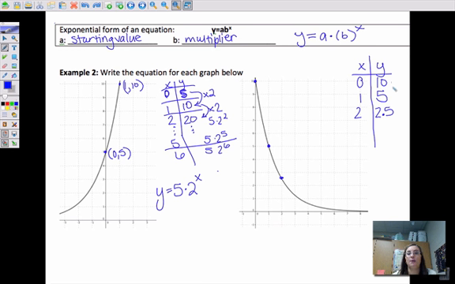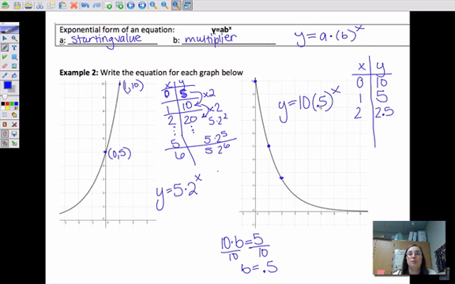I don't know if you're able to just figure out in your head what you need to multiply 10 by, but just so that you have something to fall back on in case you don't know, you can set up an equation. I know 10 is multiplied by b, our multiplier, to get 5. So we're going to actually divide 5 by 10, and that's going to give us 0.5. So we can see that our multiplier is 0.5, our starting value is 10, so our equation is y equals 10 times 0.5 to the x.